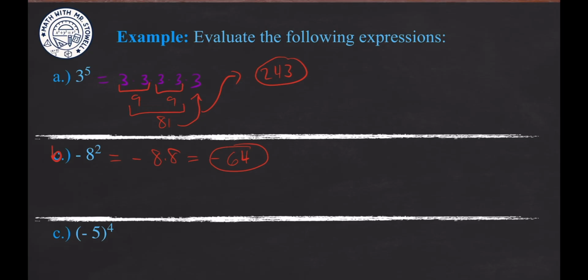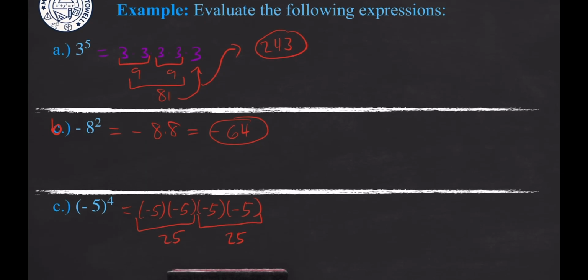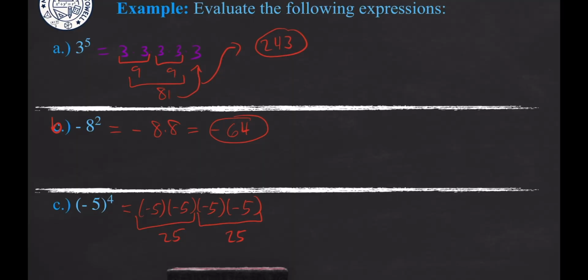Part C. Negative 5, to the 4th. Notice that negative is inside of the parentheses. So this is saying negative 5 times negative 5 times negative 5 times negative 5. Negative 5 times negative 5 is 25. This will be another 25. And it's going to end up being positive because we have an even number of negatives. An even number of negatives equals a positive.